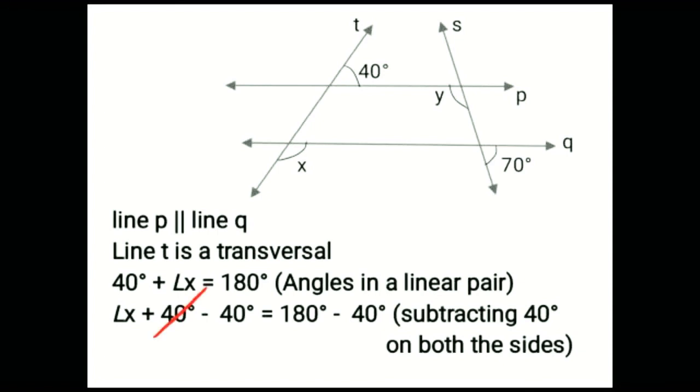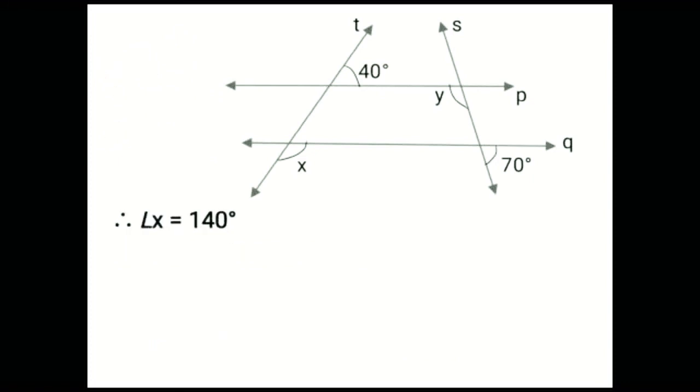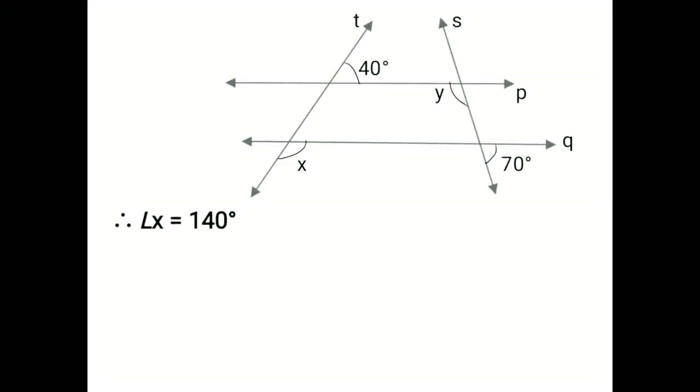40 minus 40 is 0. So you have to cancel this. So angle X is equal to 180 minus 40 degree. Subtract. So I am getting the answer 140. Therefore angle X is equal to 140 degree. Okay. Now you have to take the second line S as a transversal.